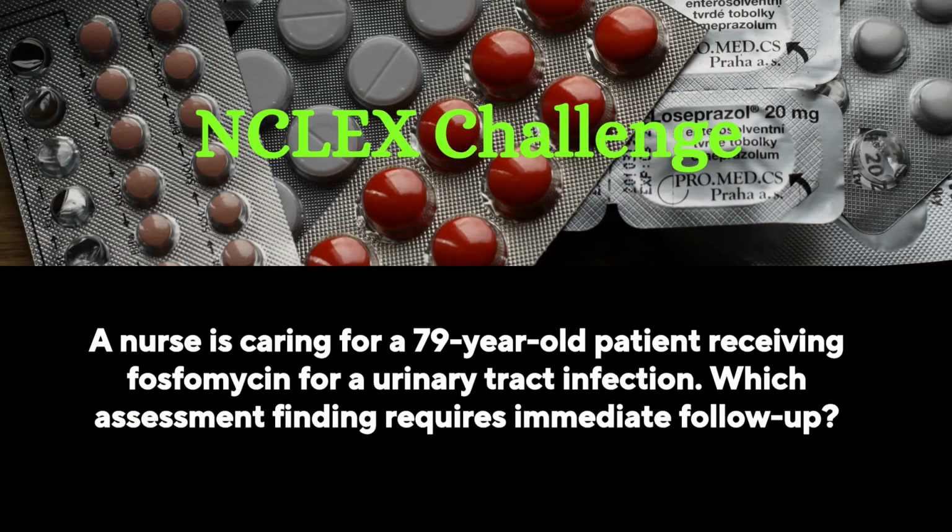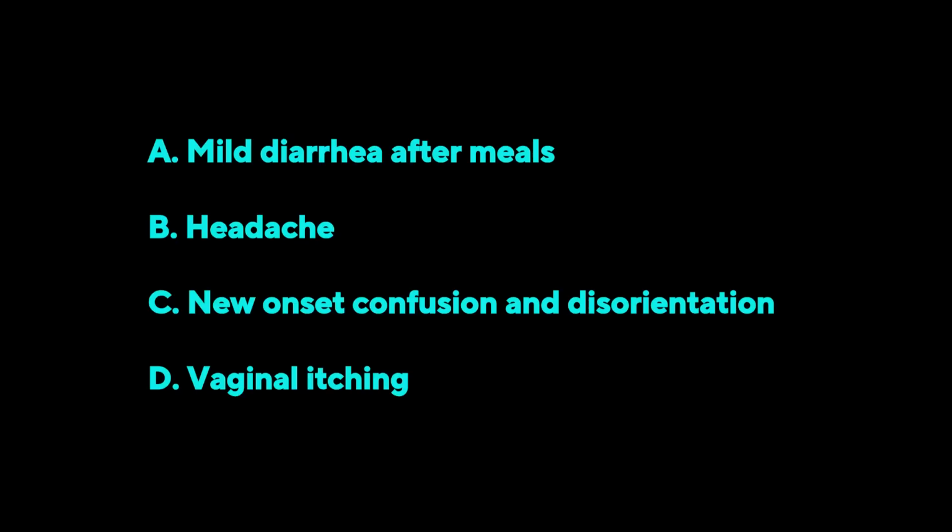A nurse is caring for a 79-year-old patient receiving fosfomycin for a urinary tract infection. Which assessment finding requires immediate follow-up? A. Mild diarrhea after meals. B. Headache. C. New onset confusion and disorientation. D. Vaginal itching. Take a moment to think.